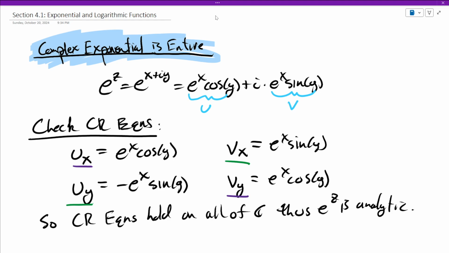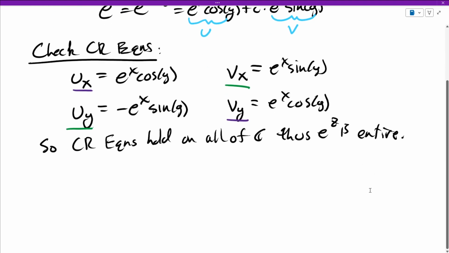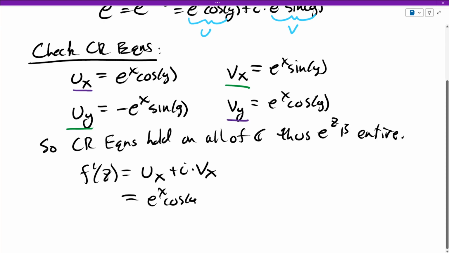Well, entire. Let's be more precise here. It's analytic everywhere, so it's entire. Furthermore, we can detect its derivative from this. So remember that f prime of z we can think about in two ways. One of the ways is ux plus i vx, from back when we proved the Cauchy-Riemann equations. And so in this case, ux is e to the x cosine y, and vx is e to the x sine y.